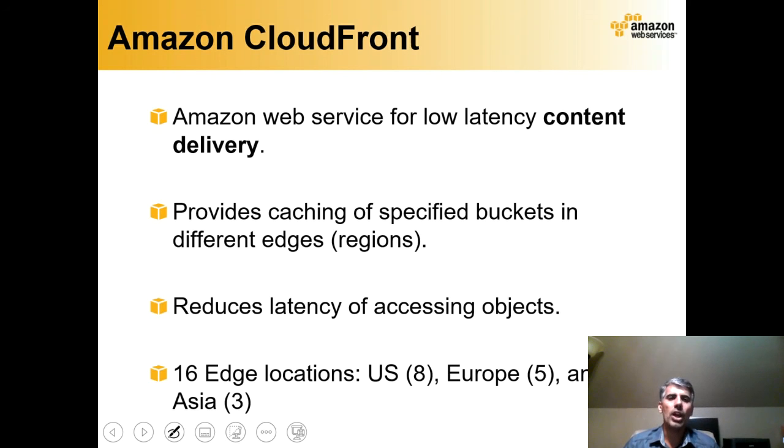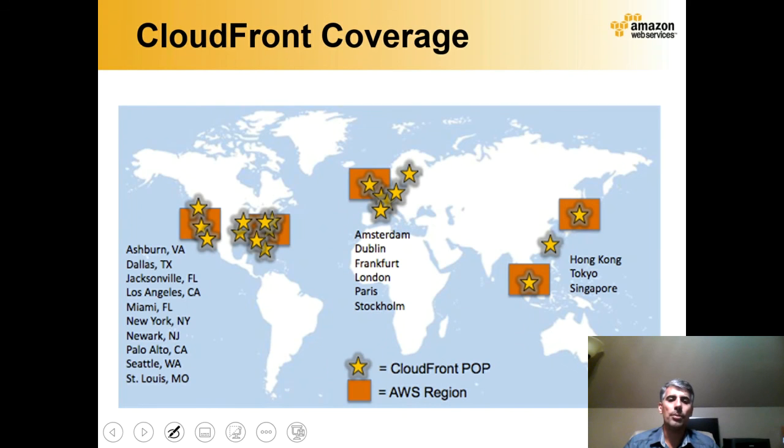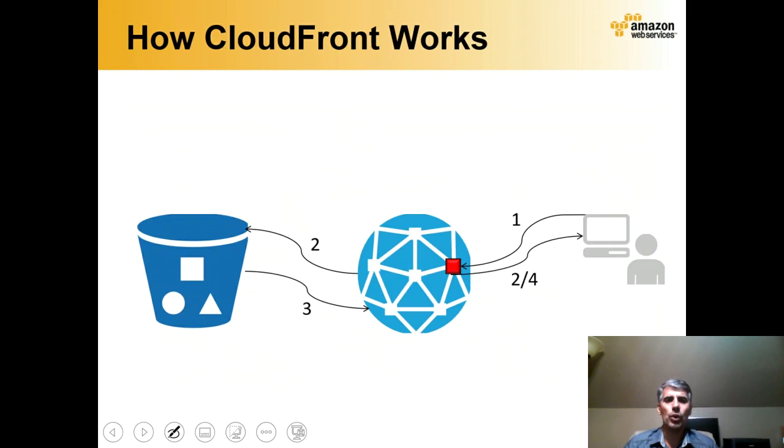The CDN provided by Amazon is known as CloudFront. They have several edge devices or edge servers, that is, the CDN servers, including several in the US, that can host or cache the data and significantly improve the access time to the objects. So this is the coverage of CloudFront. Of course, the picture is not very updated, but they have good coverage all around the world nowadays.